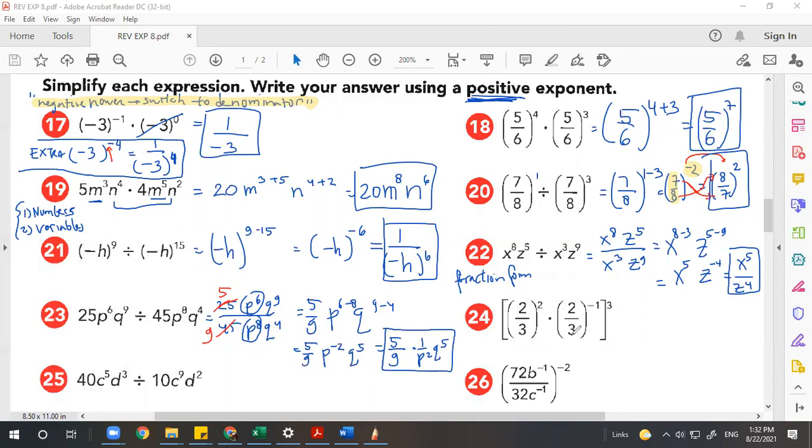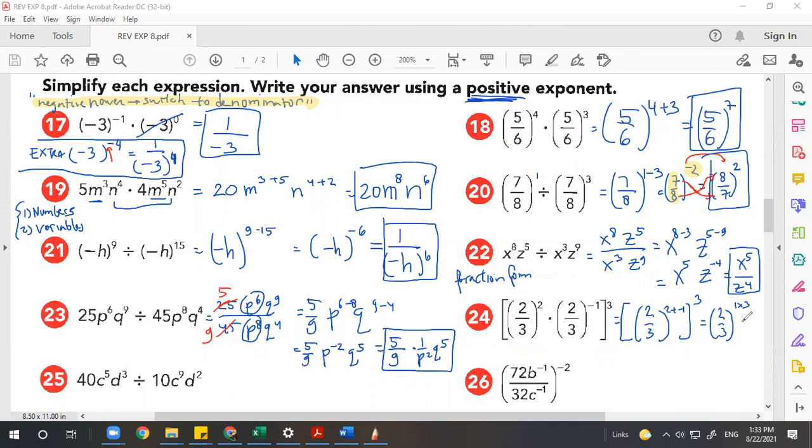Yep. Okay, now number 24. Look at this. The bases are the same, 2/3 and 2/3, and this is multiplication, so you have to add the powers. And don't forget to cube it. So I want to put this, and then 2/3 to the power of 2 plus -1, and 2 plus -1 is 1, right? And times 3, right? Get it, Stacy?